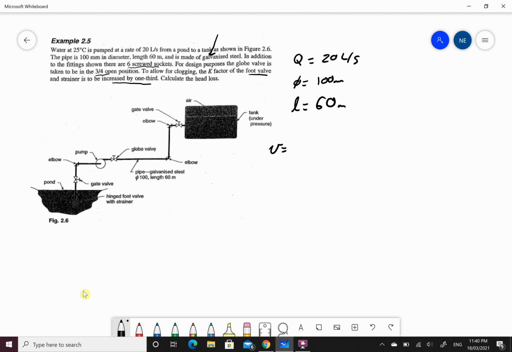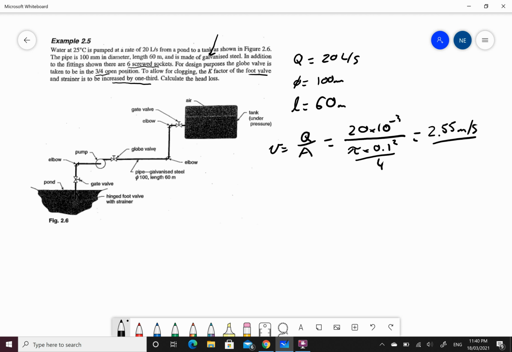So V is equal to Q on A. Hope you guys are familiar with this by now. 20 by 10 to the negative 3 to get to meters cubed per second, divided by pi d squared, 0.1 squared, all over 4. Punch this into your calculator and you should get 2.55 meters per second. That's our velocity.